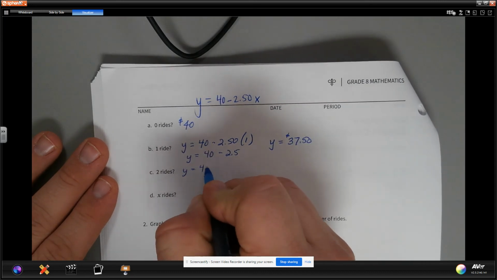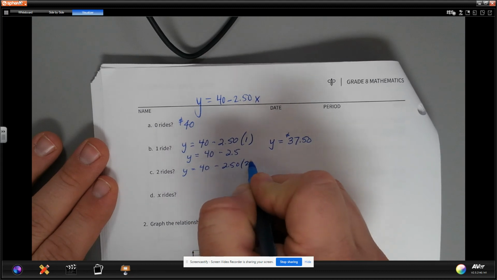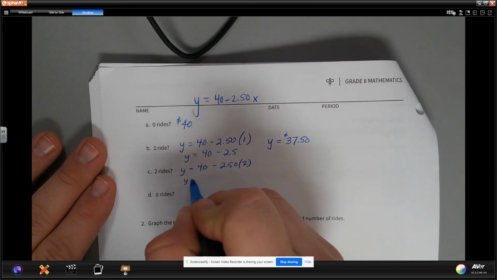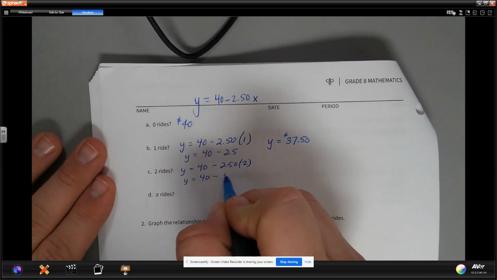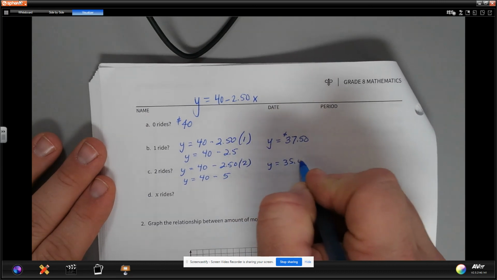What if he went on 2 rides? Well, again, we're going to go with $2.50 times 2 now, because we've changed our input a little bit. And then we see that that's 40 minus 5, so that our Y is going to equal $35.